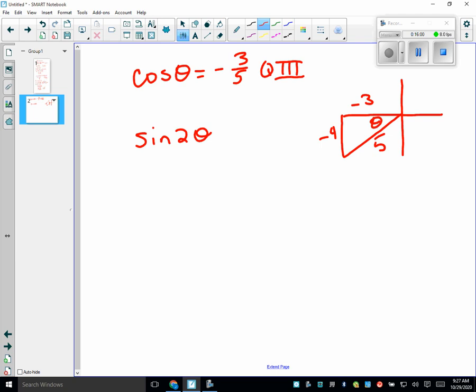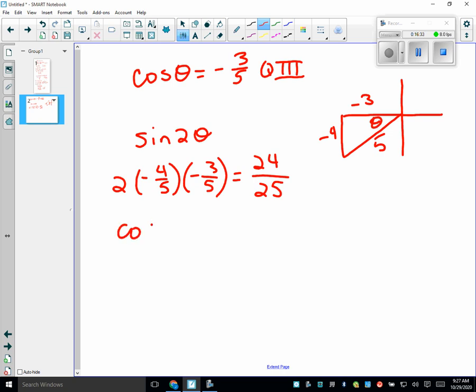Okay. So what's the formula for sine of 2 theta? You all agree? So it is 2 times sine of x times cosine of x. Is this 24 over 25? Okay. Now let's do cosine 2 theta.